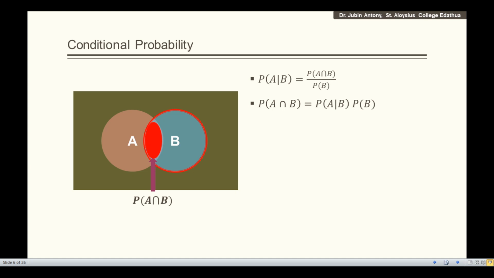Similarly, we can define probability of B given A. Probability of B given A is equal to probability of A intersection B divided by probability of A. Therefore, probability of A intersection B is also equal to probability of B given A into probability of A.